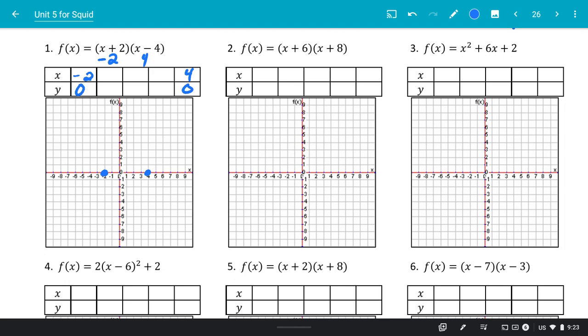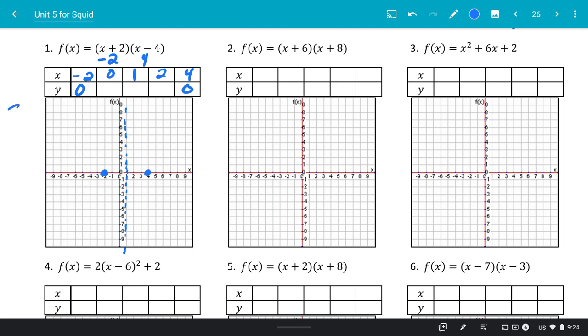Now, I need to find my vertex because that's my other point that's very important to me. And I know my axis of symmetry is going to be exactly in the middle between those 2 points. So I got 1, 2, 3, 4, 5, 6 points between those 2. So half of that would be 3. So 1, 2, 3. So right there at 1 is going to be my axis of symmetry. Guess what other input I'm going to put in here? That's right, 1. Any other inputs we want? Well, I'll put in 0 just for fun and 2 if I want.